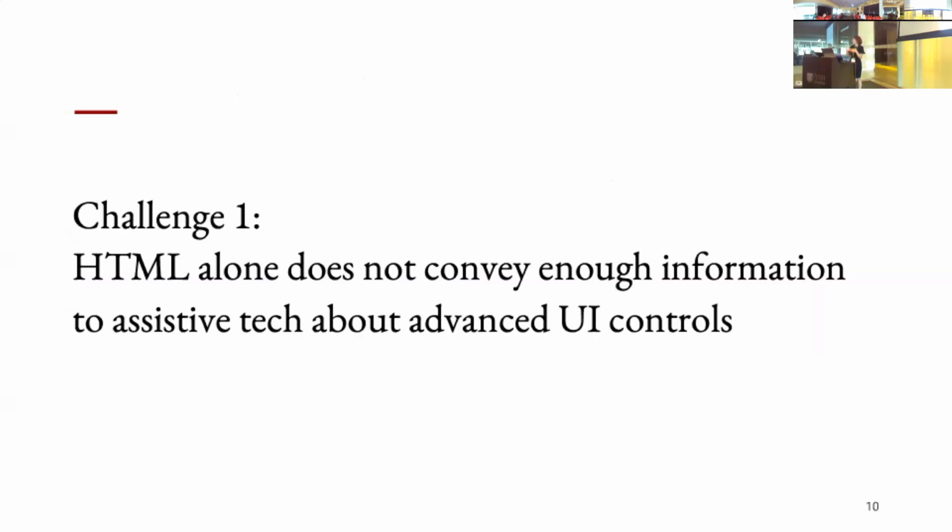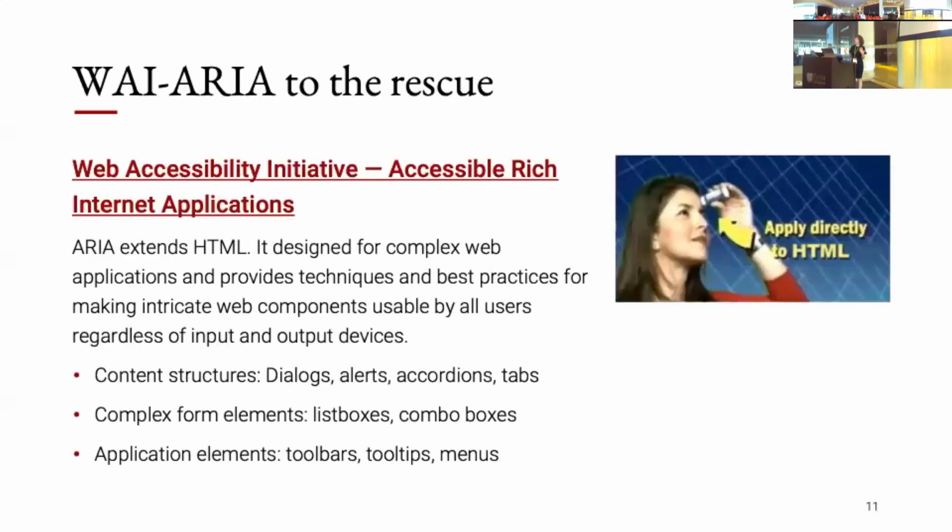Using native HTML and semantic HTML, you get so much accessibility for free. But when we do have more of these dynamic interactions, HTML alone isn't going to be able to cut it. So we have what's called WAI-ARIA. WAI-ARIA stands for Web Accessibility Initiative, Accessible Rich Internet Applications. This extends HTML. It's designed for these complex web applications and provides different techniques and best practices to make these very complex or intricate web components usable to all users.